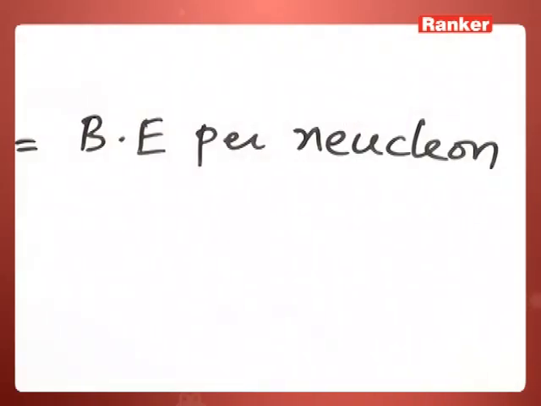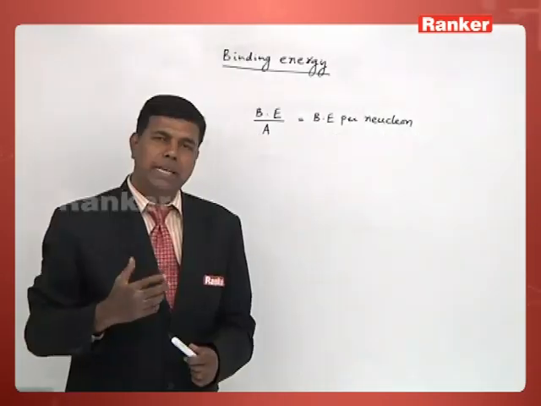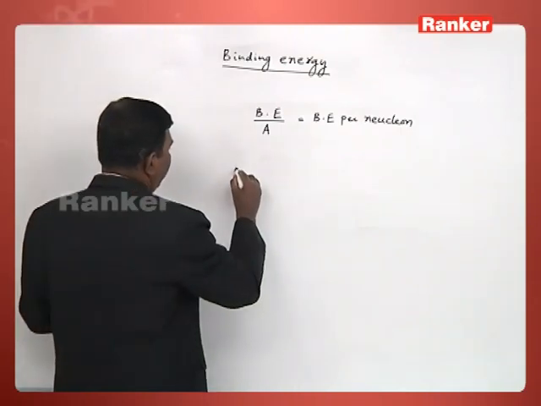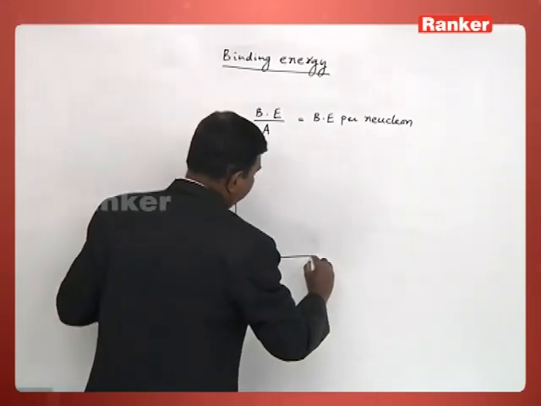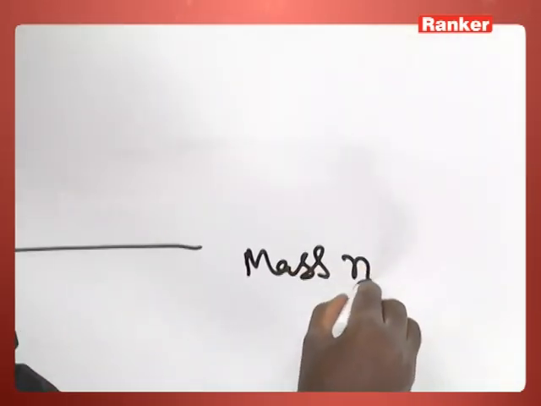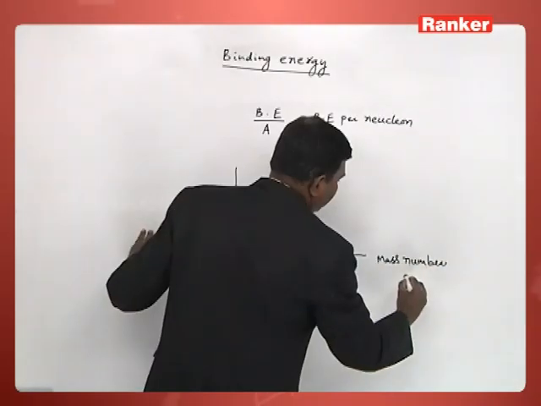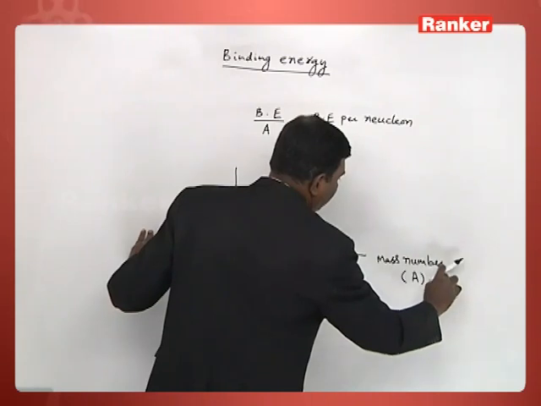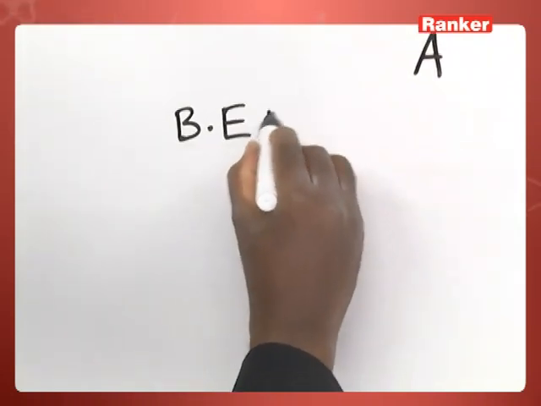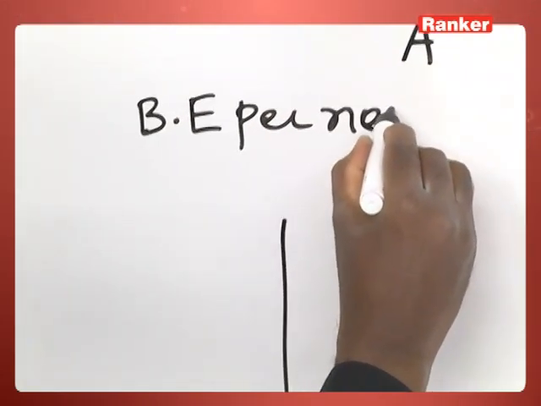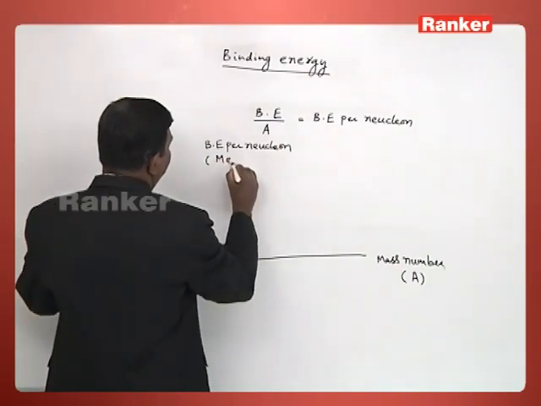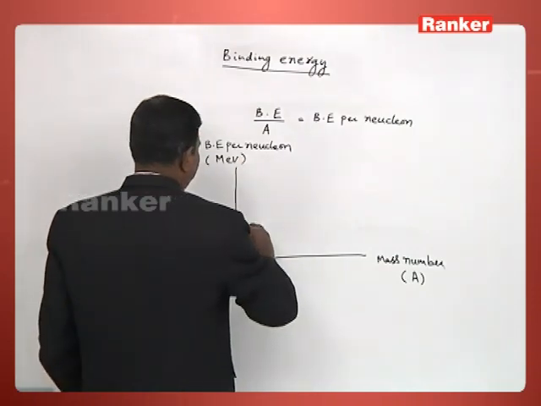This binding energy per nucleon varies from one nucleus to another. If you plot a graph between the mass number of a nucleus and the binding energy per nucleon, we'll get a graph that looks something like this. On the x-axis, we take mass number A, and on the y-axis, we use binding energy per nucleon, in million electron volts.